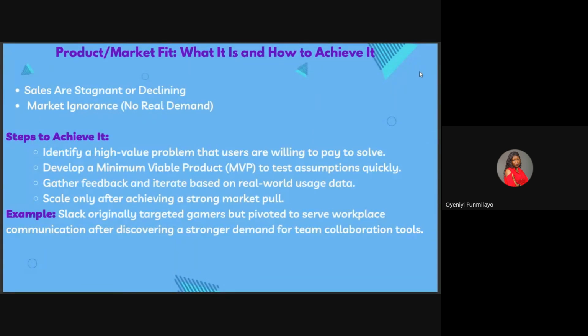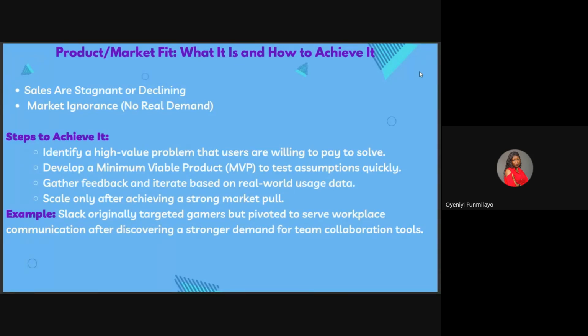So, sales are stagnant or declining. More like you are making 500,000 every month, and let's say that 500,000 is now decreasing back to 400, 300. That means you've not achieved market fit. Then market ignorance. Nobody's looking at your product. Nobody's even checking. Nobody wants to know what you're building. And you have to do more as a product manager.